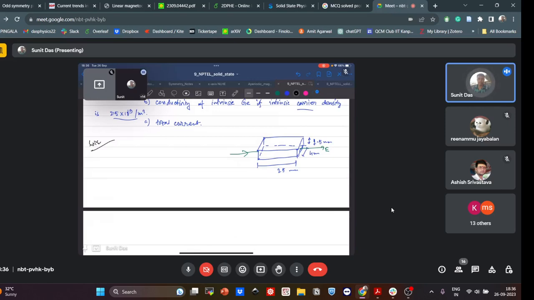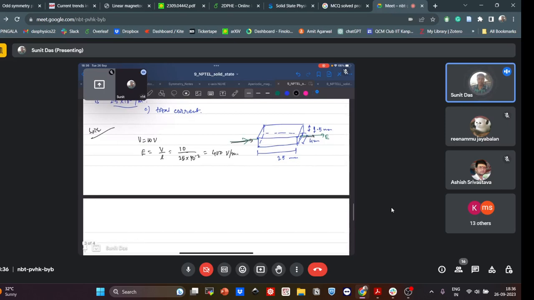So here we are given voltage equal to 10 volt, right? And this is applied in this direction. So the electric field is V by L. So 10 by 25 into 10 to the power minus 2. So this will be 400 volt per meter.